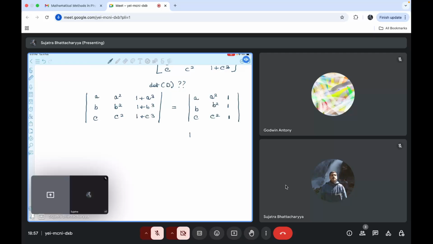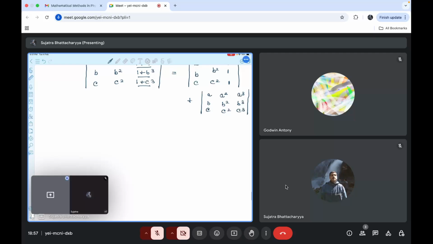This plus this: A, B, C, A square, B square, C square, and you have A cube, B cube, C cube. Okay, just separating the additional part. You can do that. Okay. This is number one. Next is what?